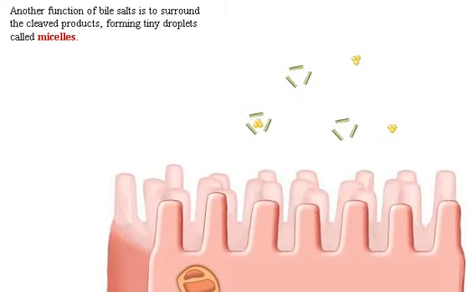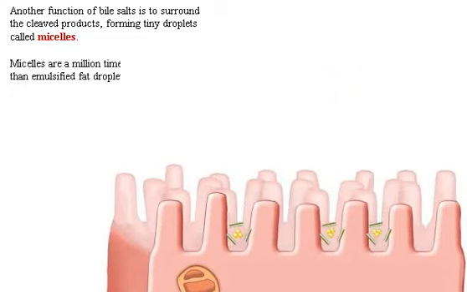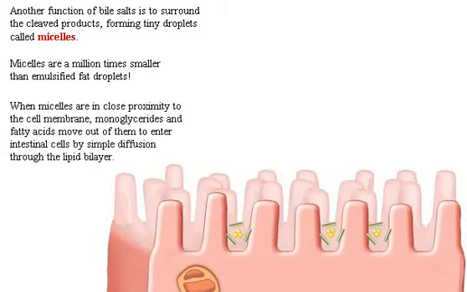Another function of bile salts is to surround the cleaved products, forming tiny droplets called micelles. Micelles are 1,000,000 times smaller than emulsified fat droplets. When micelles are in close proximity to the cell membrane, monoglycerides and fatty acids move out of them to enter intestinal cells by simple diffusion through the lipid bilayer. Click a micelle.